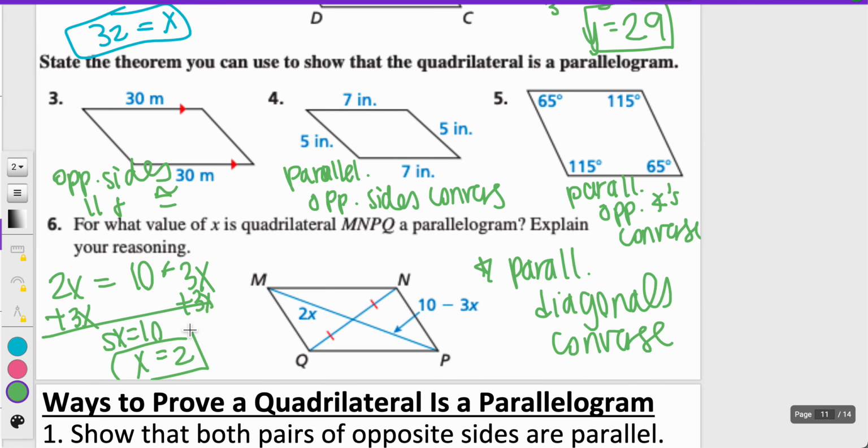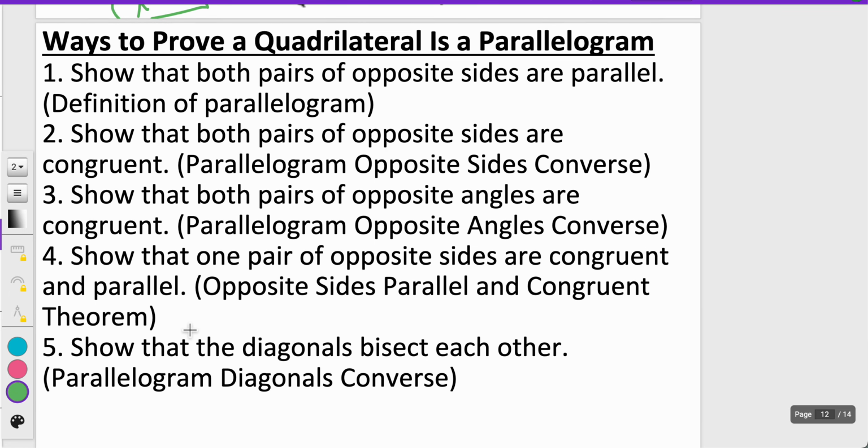Okay? Last little portion, ways to prove a quadrilateral is a parallelogram. We're going to show that both pairs of opposite sides are parallel. We remember we can do that by finding the same slope. We can show that both pairs of opposite sides are congruent. That's called using the distance formula, or just counting if you can count it. We can show that both pairs of opposite angles are congruent using that parallelogram opposite angles converse. We can show that one pair of opposite sides are congruent and parallel, and we can show that the diagonals bisect one another, also being able to use the distance formula.